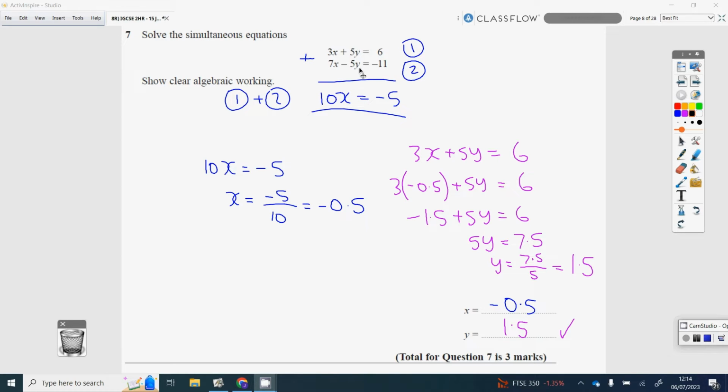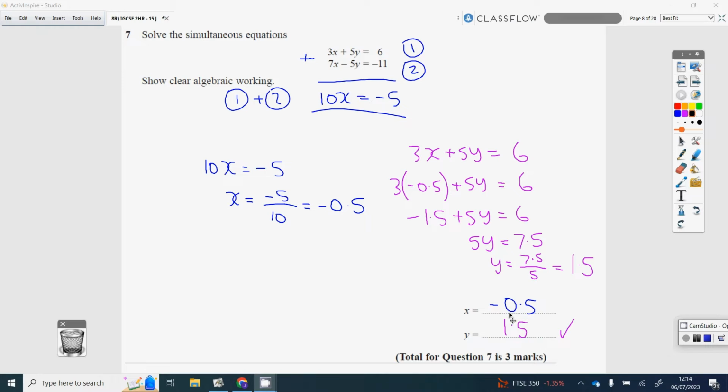So step 1, make the right decision on whether to add or subtract the equations. So we're going to add them. 3x adds 7x is 10x. 5y added together with minus 5y is 0, which is the whole point. And 6 added together with minus 11 is 6 take away 11, which is minus 5. So 10x equals minus 5, which is obviously solvable. How do we undo timesing by 10? We divide by 10. So x is minus 5 over 10, which is minus 0.5.